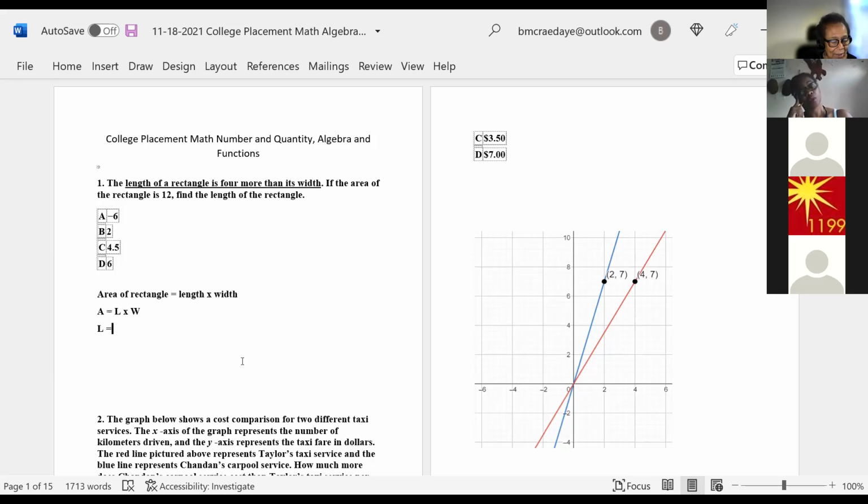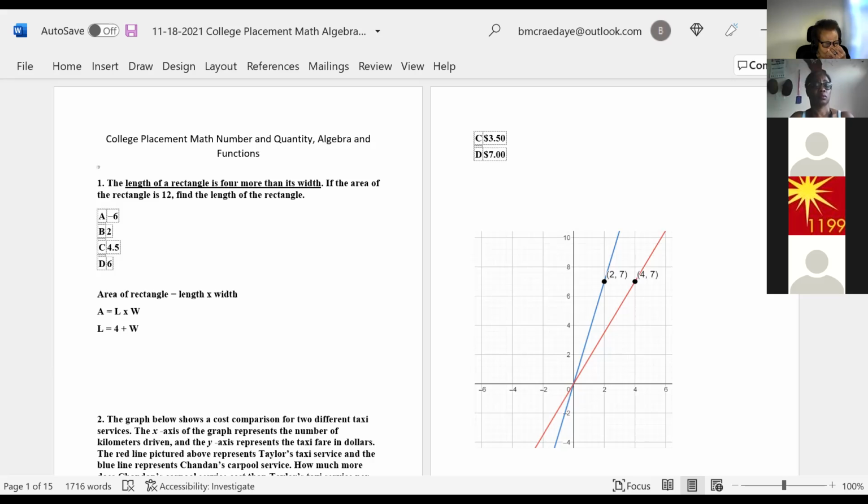L equals... So how do I write 4 more than the width? So you said 4 plus... 4 plus what? 4 plus W. That's it. Very good. 4 plus W.